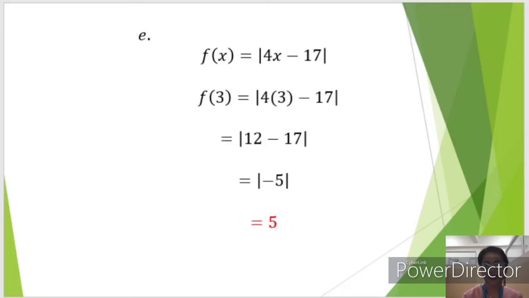Next. Example letter E. We have f of x is equal to the absolute value of 4x minus 17. Then we have 4 times 3, that is 12, minus 17, that is negative 5. But the function is, we need to get the absolute value. So the absolute value of negative 5 is positive 5.